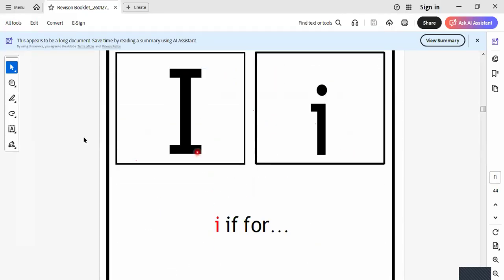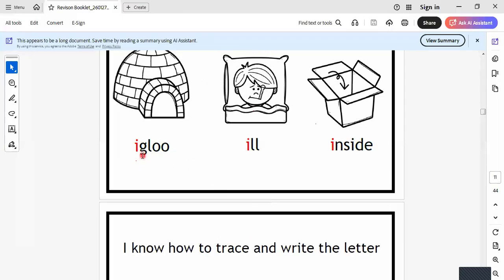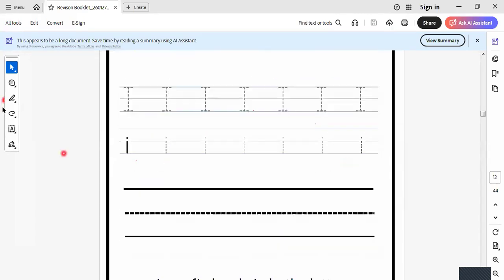Here is capital I and small i. I would like to write capital I written like this. And here is small i. So here in this part we learn capital I and small i. I would like to learn with you the words that start with letter I. Here we say igloo, inside. Igloo, inside. Okay, I would like to write letter I like this.